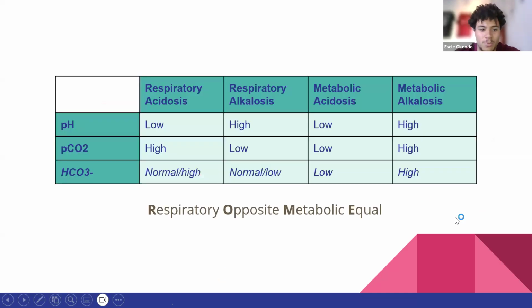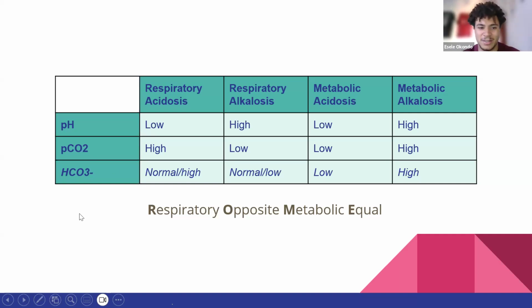And here's a nice table which summarizes the four different causes, or the four different conditions that you want to look at with an ABG. So respiratory acidosis, you have low pH, high PCO2, and then a normal or high bicarbonate, depending on whether there's compensation. Respiratory alkalosis, you have high pH, low PCO2, and then a normal or low bicarbonate as well.